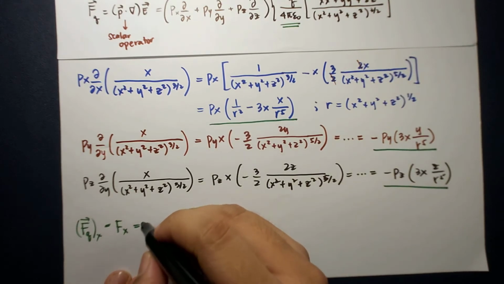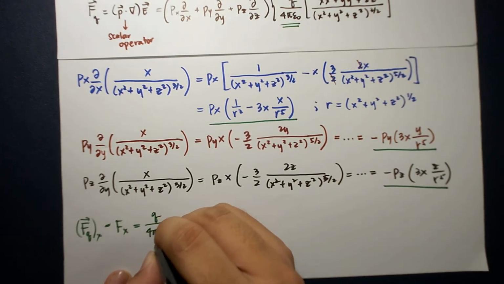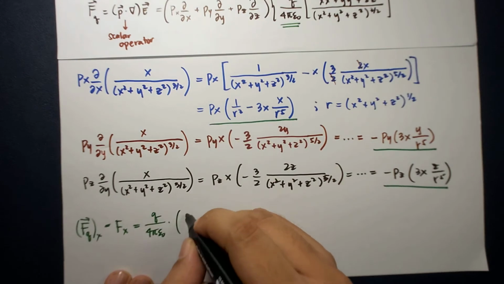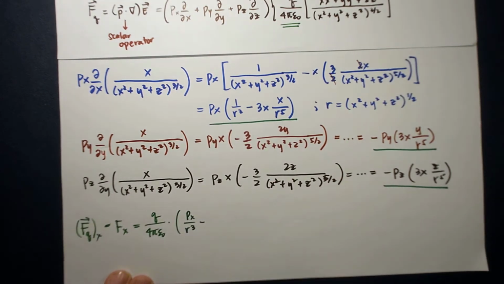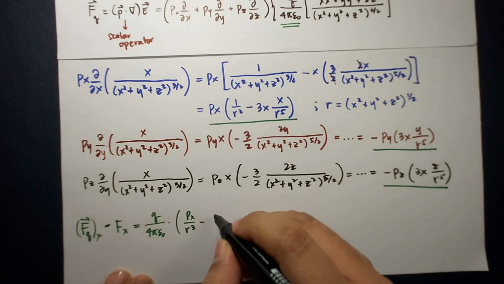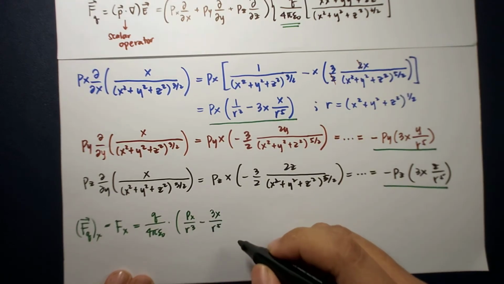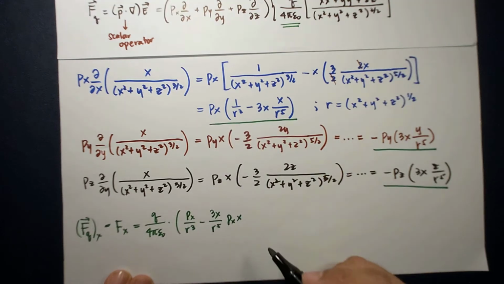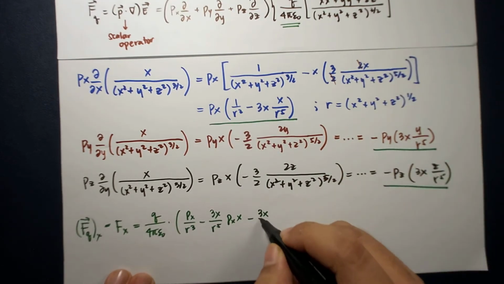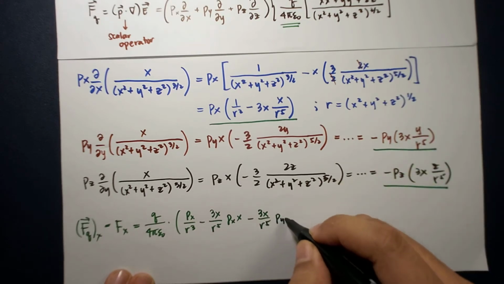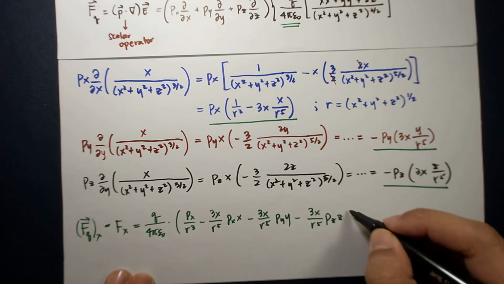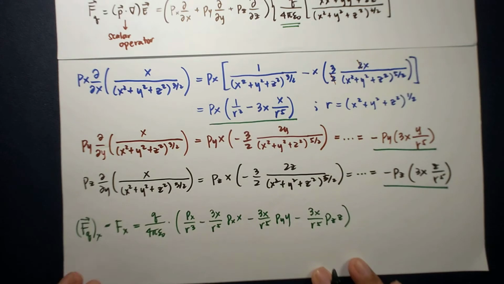So this is Q over 4 pi epsilon times px over r cubed minus 3x over r to the fifth pxx, minus 3x over r to the fifth pyy, and minus 3x over r to the fifth pzz, which gives us this form.